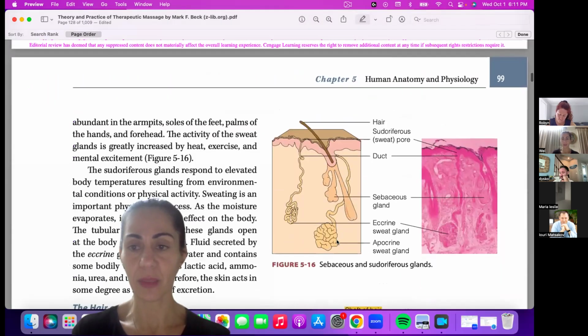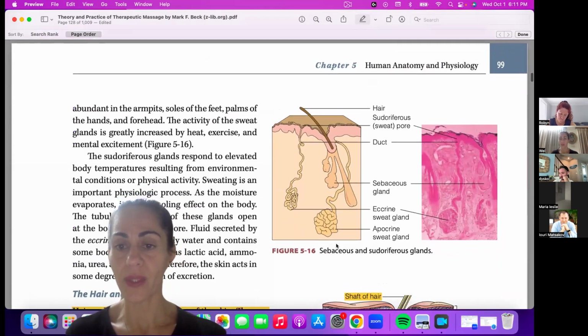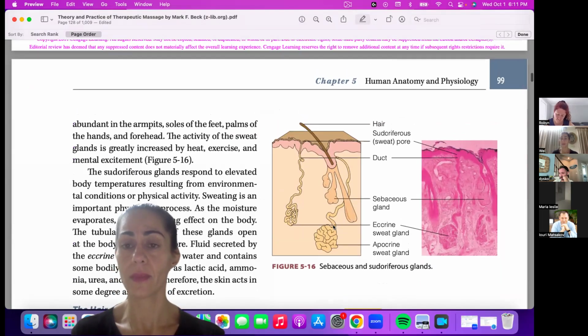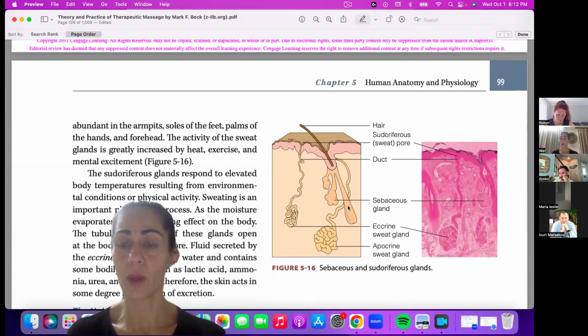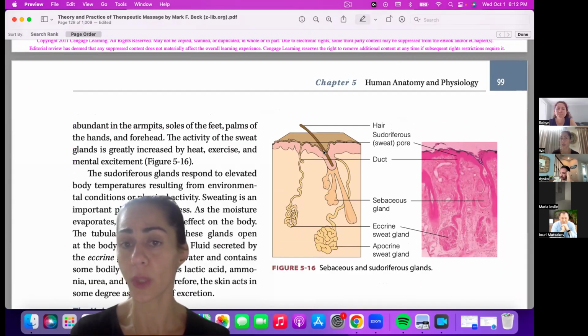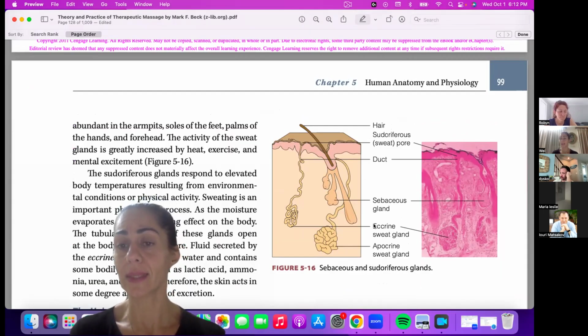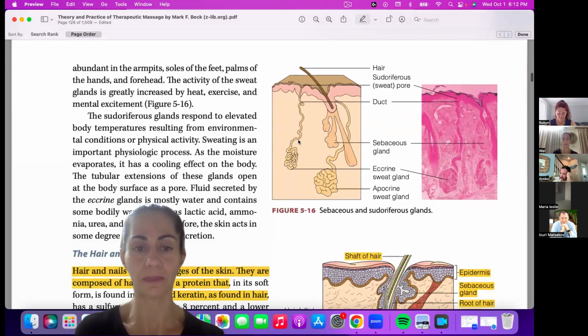Let's take a deeper look right here, at how the sebaceous and the sudoriferous glands are located. And this is the hair follicle. And these are the sebaceous glands, that's why your hair gets oily, correct? So they're attached to the hair follicles to secrete oils. And the exocrine glands are where you sweat, the watery sweat, the toxins out.